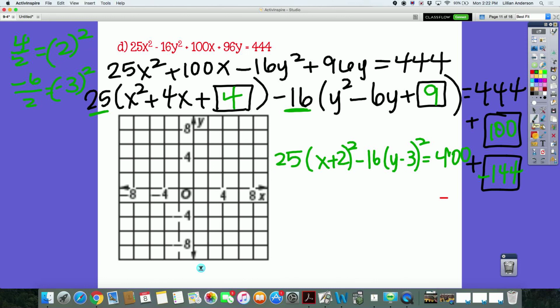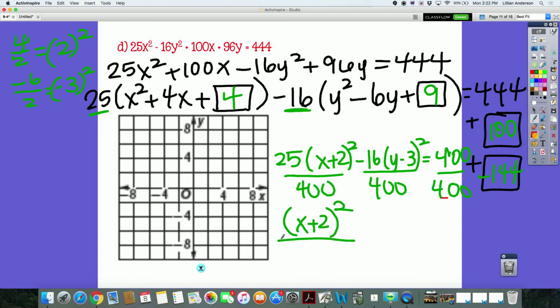And since this is a hyperbola, it has to equal 1. So I'm going to divide every single term by 400 to get our standard form. That's going to be (x + 2)² over 16 minus (y − 3)² over 25 equals 1. And that is the standard form for this hyperbola, which we are going to find all the information for, and we are going to graph it.